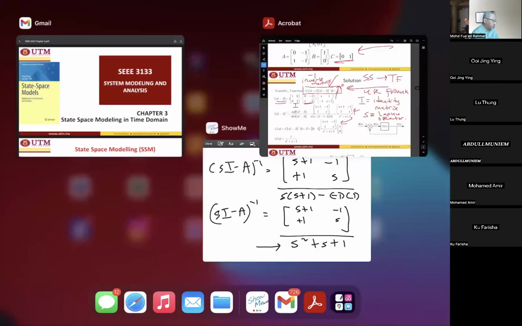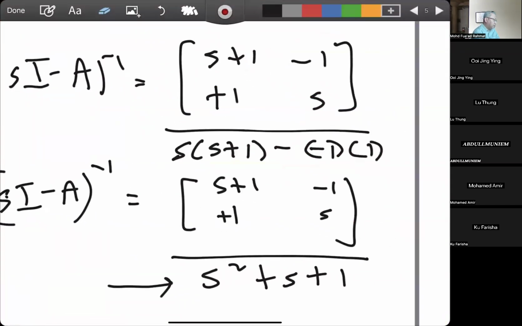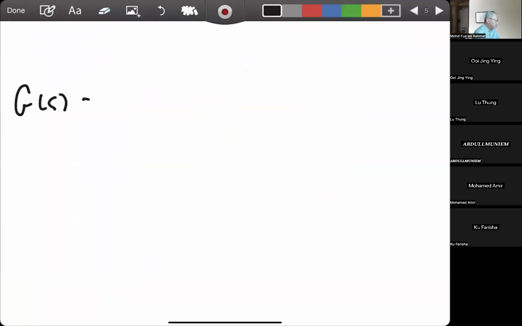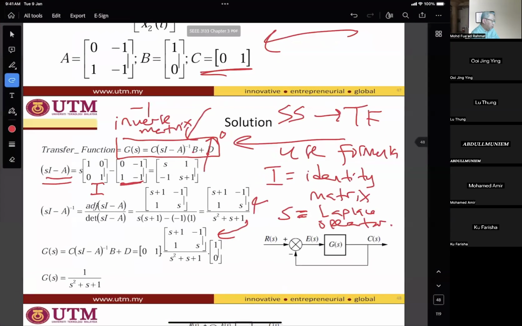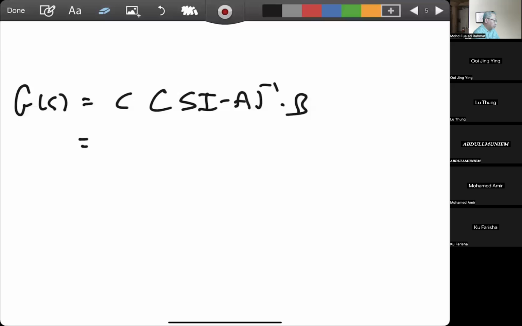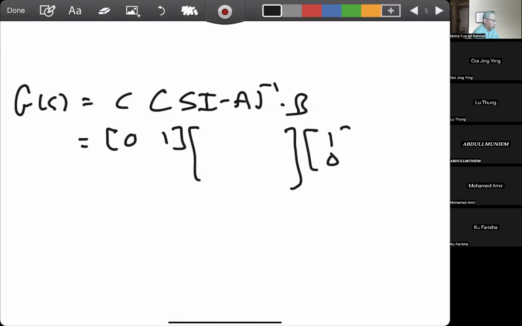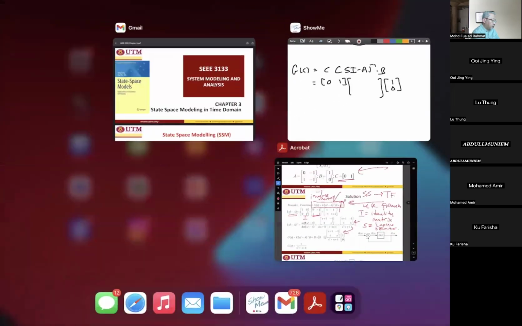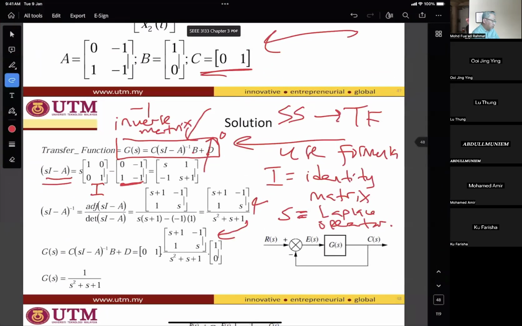So to multiply, what is the C value? 0, 1. And this one is 1, 0.